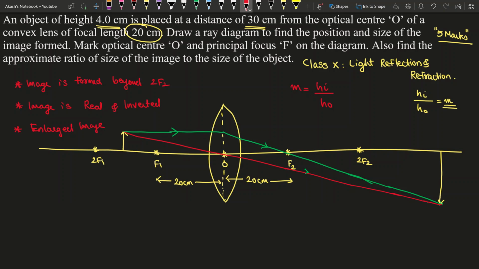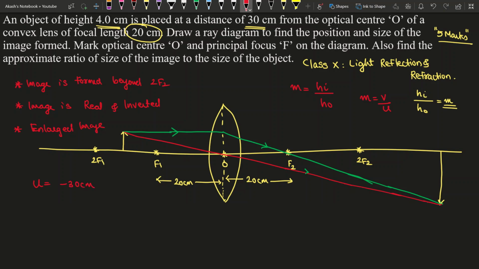We have another equation for magnification. Magnification is equal to V by U. V is the image distance. U is the object distance. Here they have told that the object is placed 30 centimeter away from the lens. So the U value is equal to minus 30 centimeter.